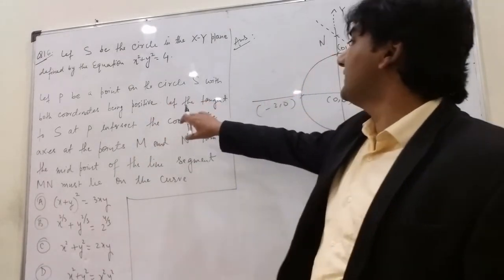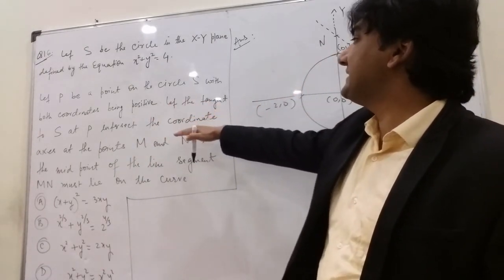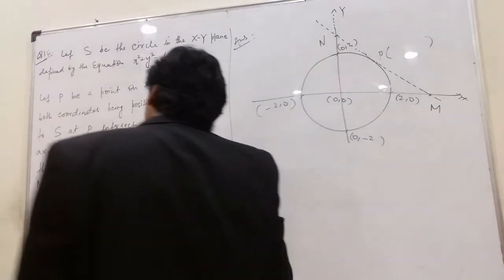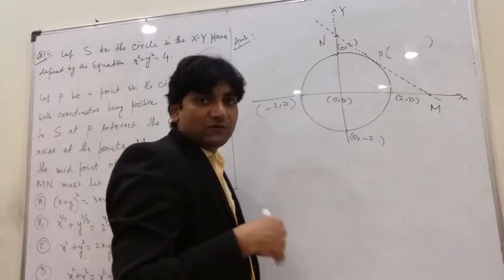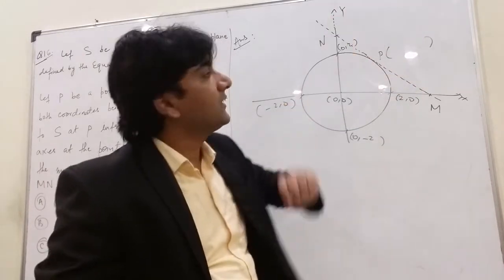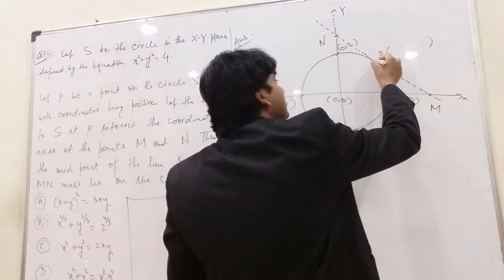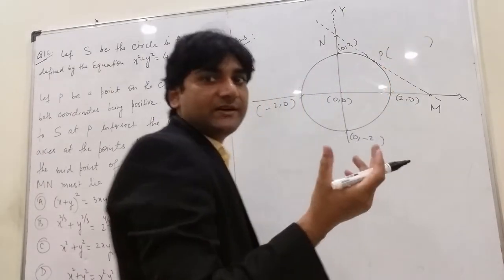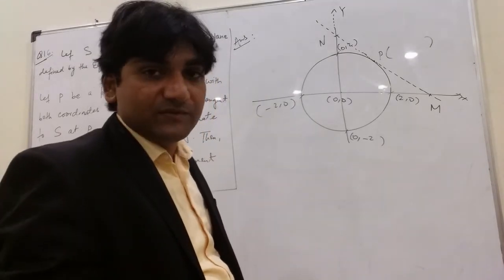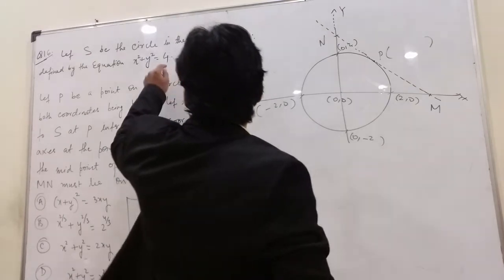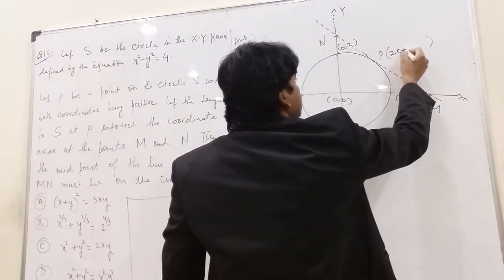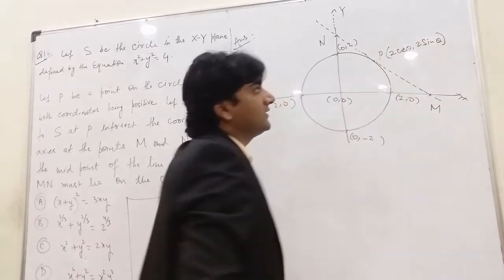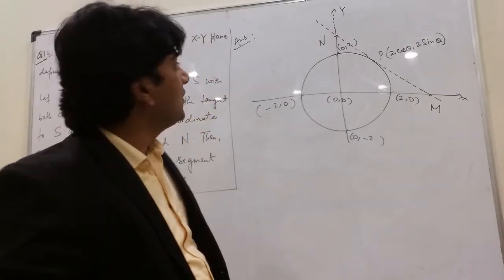Here it is clearly mentioned: the tangent at P intersects the coordinate axes at the points M and N. Then the midpoint of the line segment MN must lie on the curve. It means we need to find the locus of the midpoint of M and N. By the way, for any point on the circle, when the center is 0, 0, we can write r cos theta, r sin theta. This is the parametric form of the circle. R means the radius, that is 2. So I will write 2 cos theta, 2 sin theta. Okay, this is a point P on the circle S.